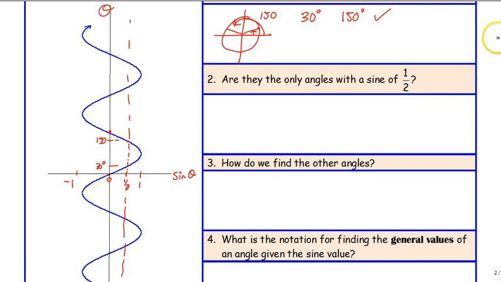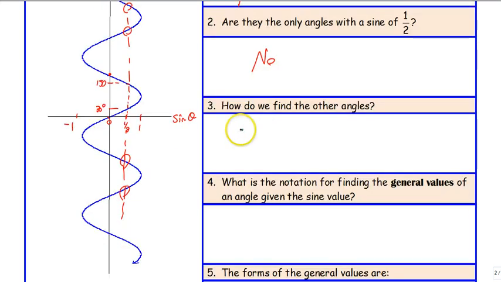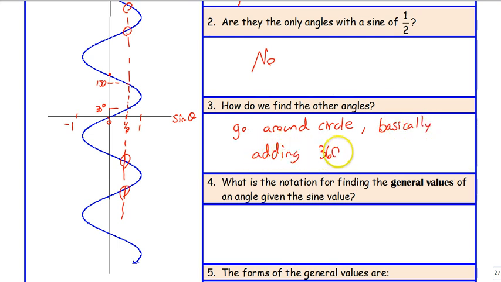Are they the only angles with the sine of 1/2? Well, if you look at this, hopefully you see that the line goes up and down forever. There are values here that have the sine of 1/2. There are values here. So no, they are not the only values. How do we find the other angles? Well, we go around the circle again, which is basically adding 360 degrees or 2 pi. Okay? Because if we go around again, we're back at those spots where it's 1/2 again.